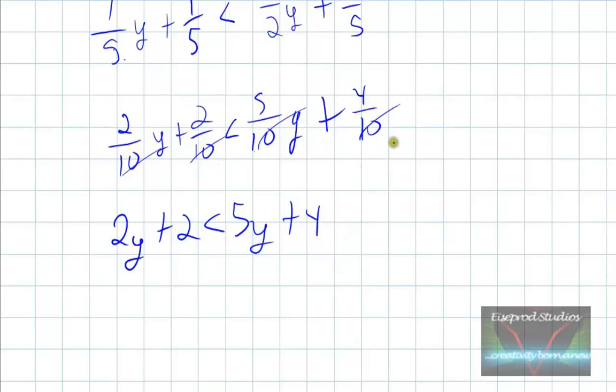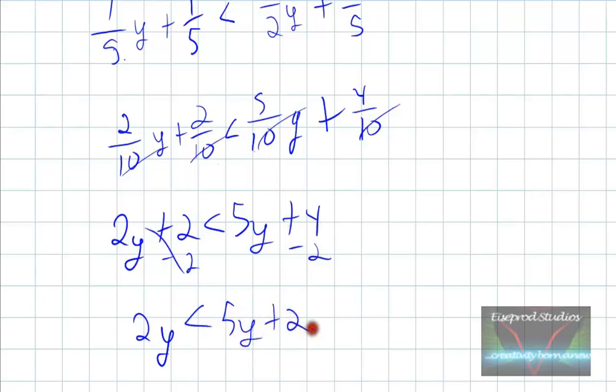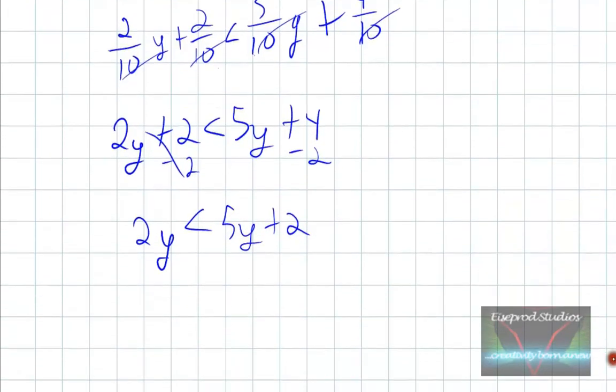That's because they're all proportional. It's like comparing apples to apples. You're comparing the same thing now. So now we can easily solve for y. I'm going to subtract 2 from both sides, and I'm going to take 2y less than 5y plus 2. And then I'll go ahead and subtract 5y, so 2y minus 5y is less than 2.